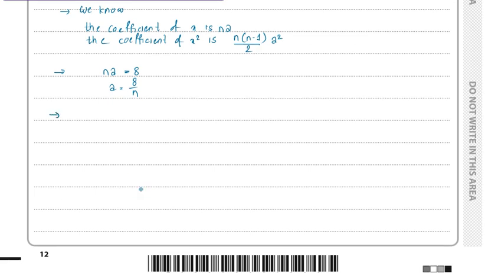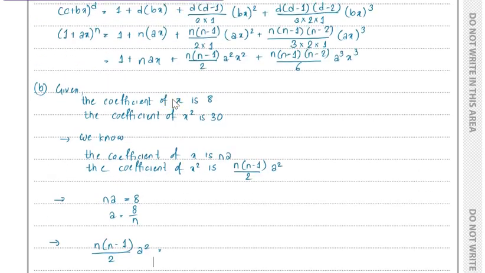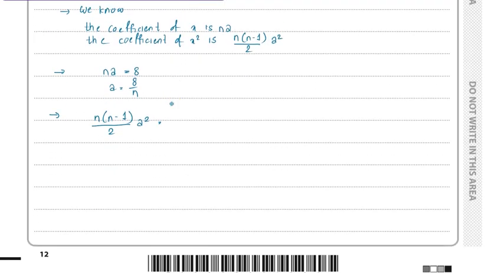And using the coefficient of x squared, we know that the coefficient of x squared is n multiplied by n minus 1 divided by 2 a squared, which is equal to what we were given, which is 30. So from here we can substitute a with 8 by n. So it would be n multiplied by n minus 1 divided by 2 multiplied by 8 by n whole squared, which is equal to 30.